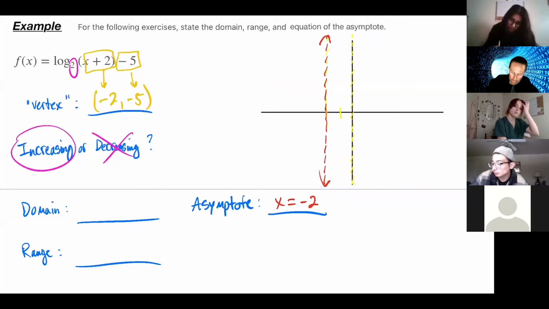And then what are my points that I'm going to plot? Well, what is the original one that we said it would be?